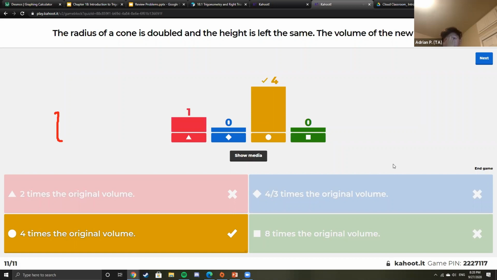This is basically just following a formula with no numerical value for the variable. So if you doubled the radius, you would plug in 2r in the equation for a cone. Since that has the base of 2r squared, that's the only thing that's going to be altered. So 2r squared will be turned into 4r squared because you square the whole value. And you're going to have the volume be 4 times the original volume because of that 4.